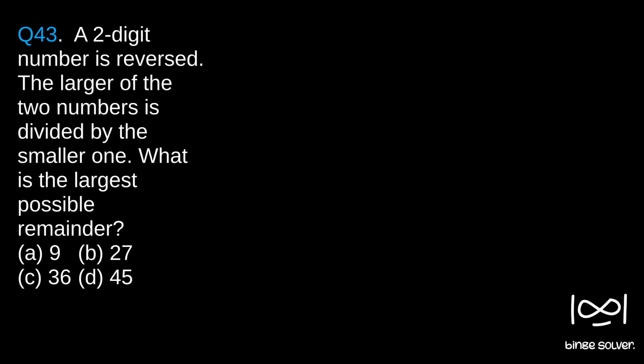So we have a 2-digit number, say xy. On reversal we get yx, and say xy is the larger among the two numbers. So xy is divided by yx, and we get a remainder, say r. That implies xy is equal to p times yx plus r, where p is an integer. xy is in this form and r is the remainder.